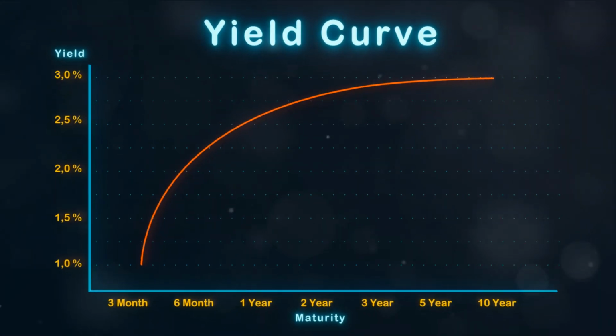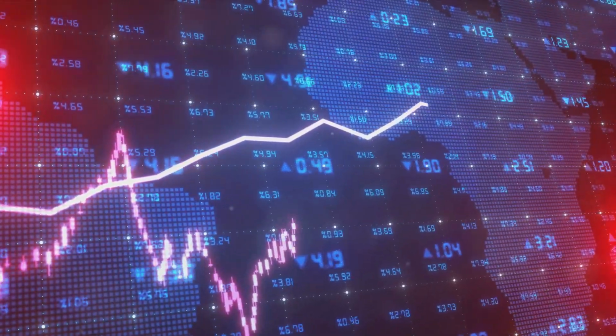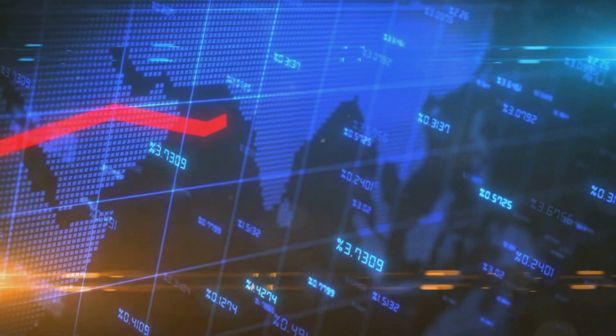If the yield curve inverts, meaning long-term interest rates fall below short-term interest rates, it could be a sign of a bear market. An inverted yield curve has preceded every US recession since the 1950s, though it's not a guarantee.